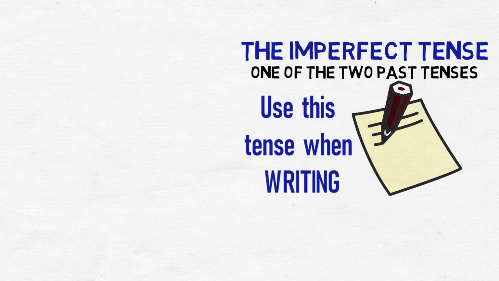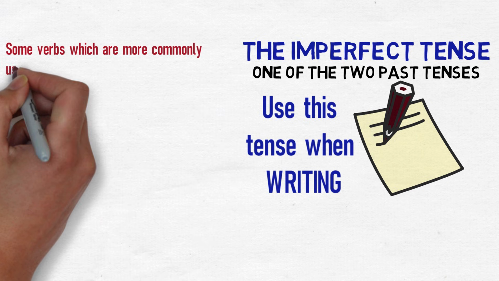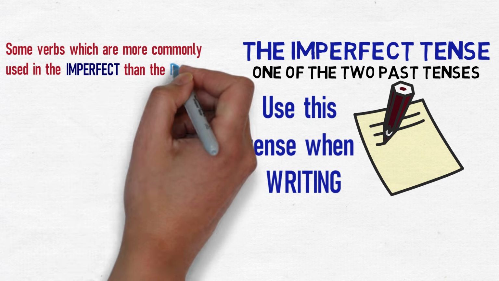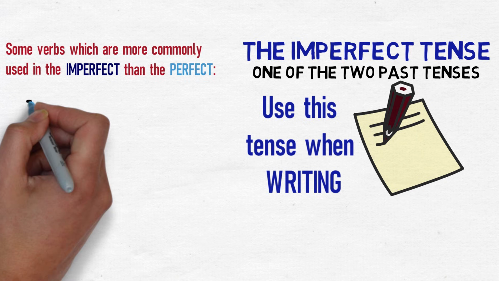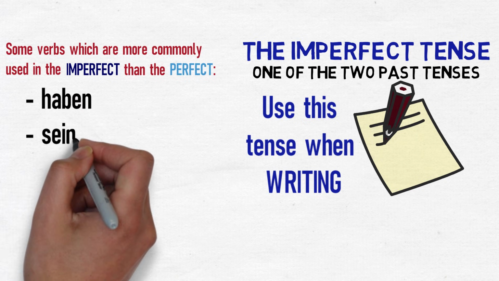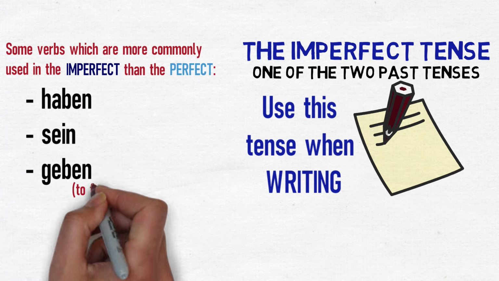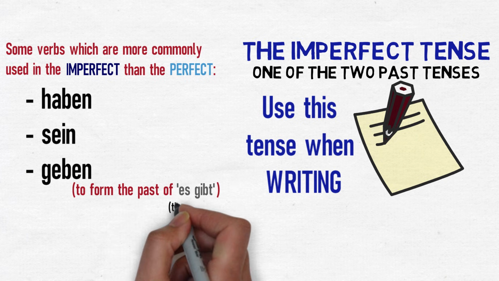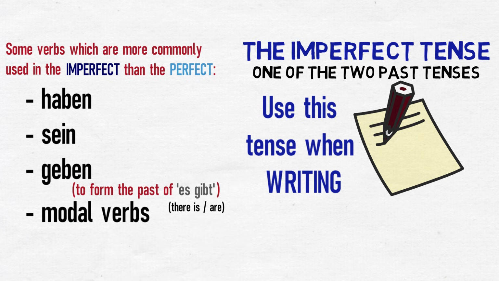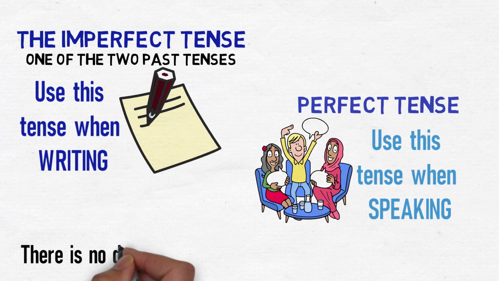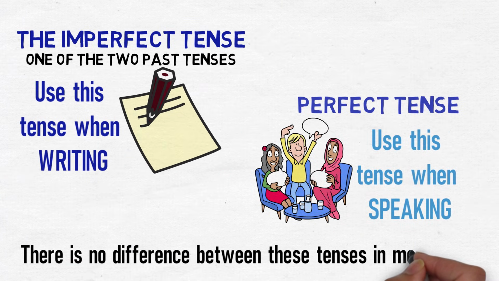That being said, there are a few verbs which are more commonly encountered in the imperfect tense than in the perfect tense, primarily due to simplicity, and these are haben, sein, geben, for use with the imperfect form of es gibt, meaning there is or there are, and modal verbs. The verb geben and the modal verbs will be looked at in more detail in later videos, so keep an eye out for those.